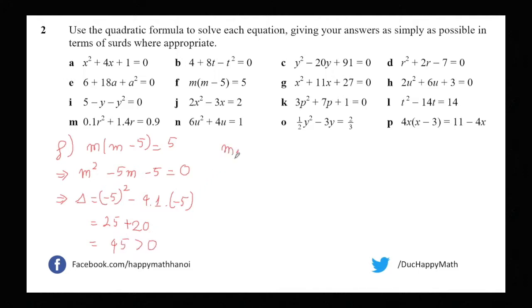The first one is m1. Minus b means 5, plus the square root of 45, and divide by 2a, which means 2. And m2 will be equal to 5 minus the square root of 45, divided by 2. Okay.